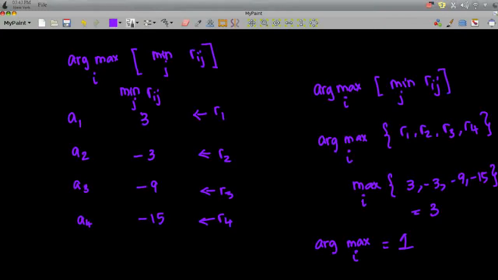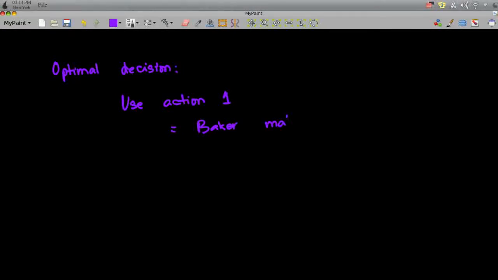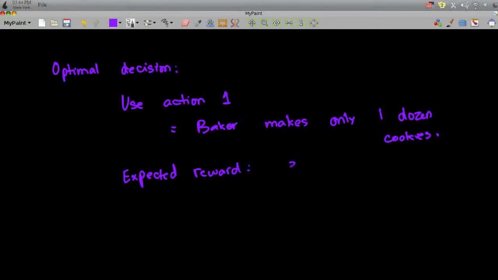So this tells me that the optimal decision is to use action 1, which is the baker makes only 1 dozen cookies. The expected reward in this case is $3.